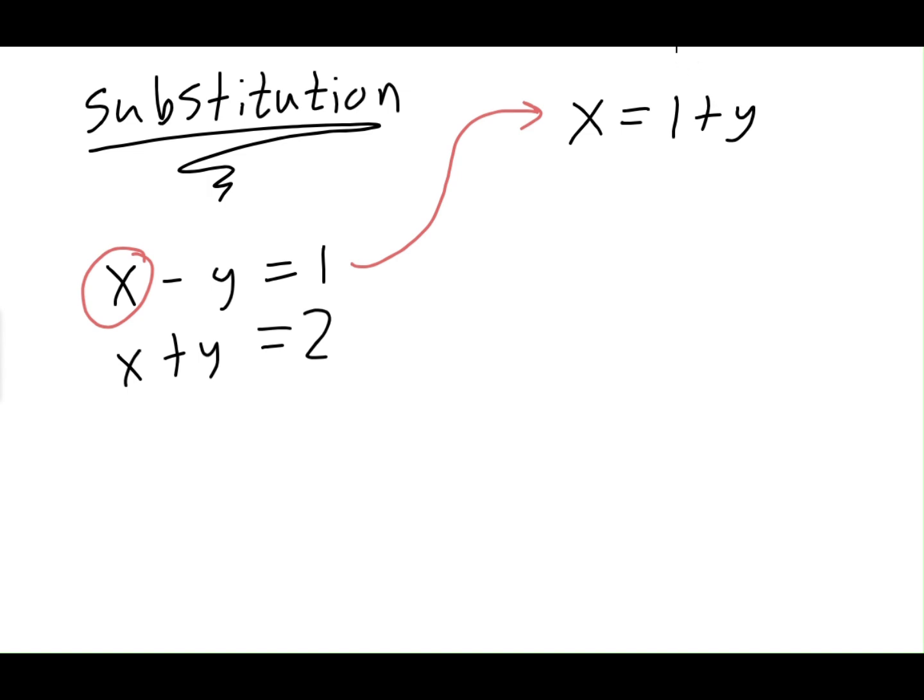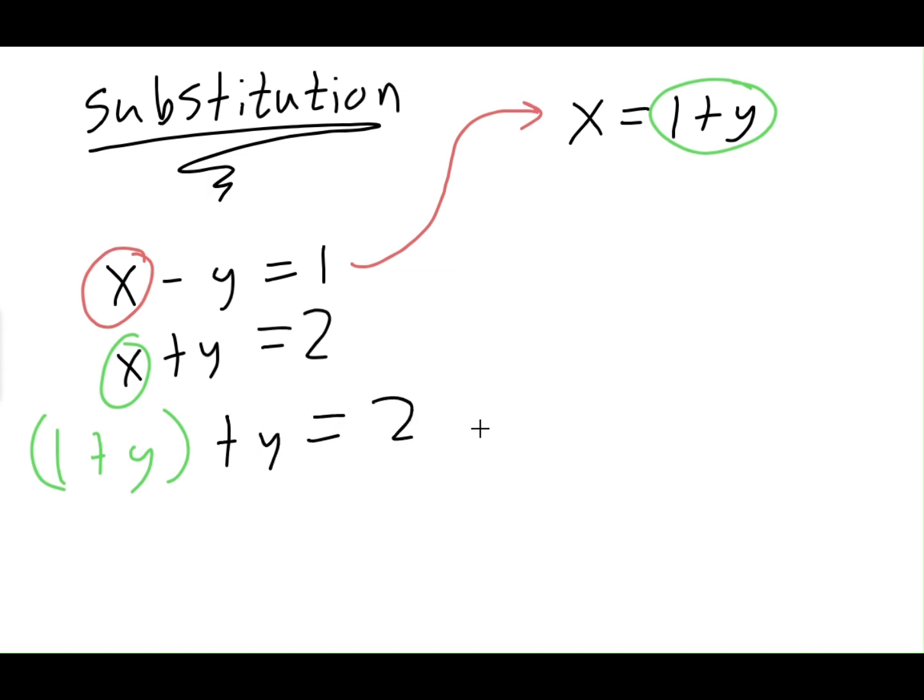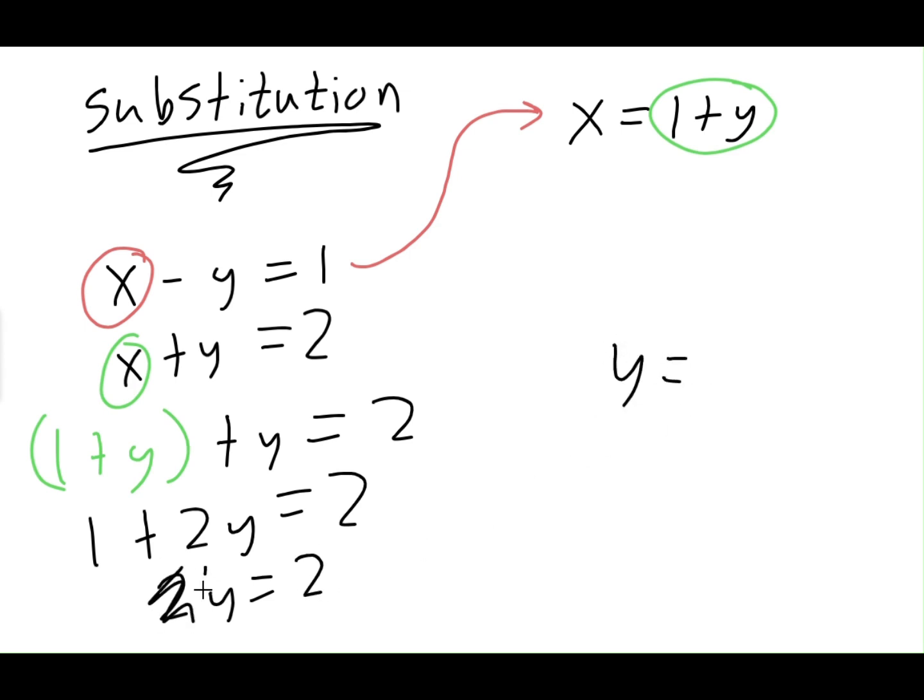So I'm going to take that 1 plus y and plug it in for x because, well, x is 1 plus y. So I have x, which is 1 plus y, is equal to 2. So that's 1 plus 2y is equal to 2. Again, we just solve. Sorry, I'm just being completely wrong. Let me start again. I'm going to subtract 1 to get 2y equals 1. Sorry about that. And then I divide by 2 to get y equals 1/2.